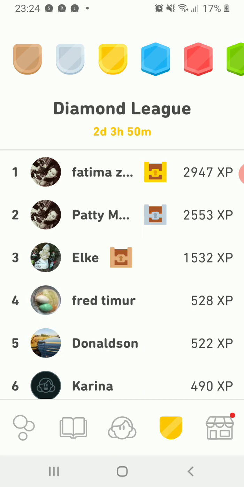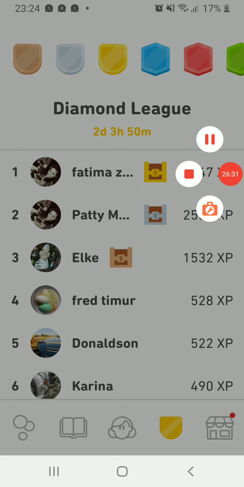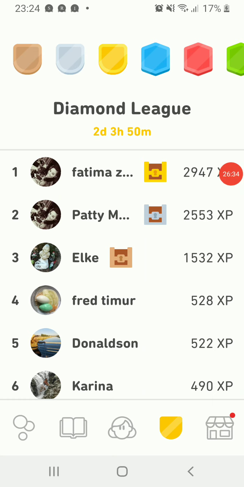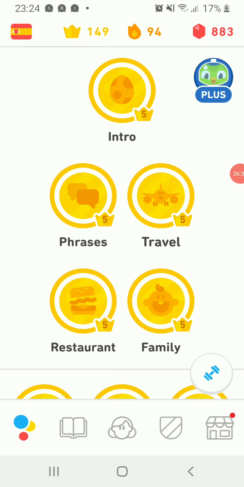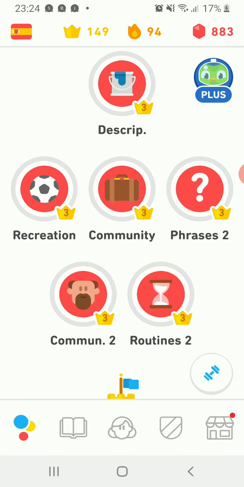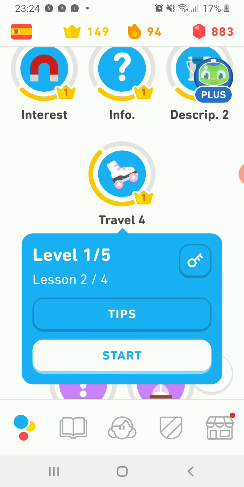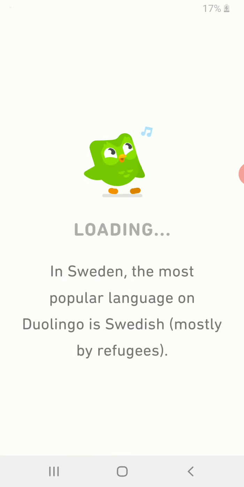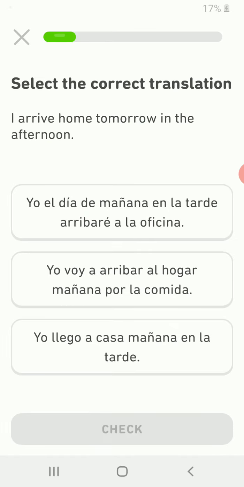And how are we doing with the time? We still have about 3 minutes and a half, so we can eventually finish this lesson. We'll see. Let's give it a try. So let's try the third exercise. In Swedish, the most popular language on Duolingo is Swedish, mostly by refugees. So select the correct translation. I arrive home tomorrow in the afternoon. Yo voy a arribar a hogar mañana por la comida.